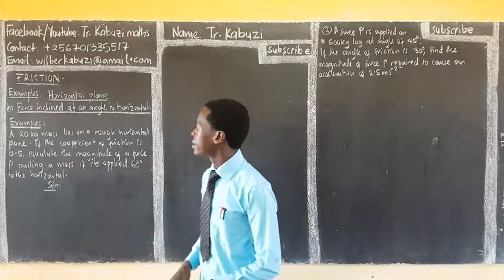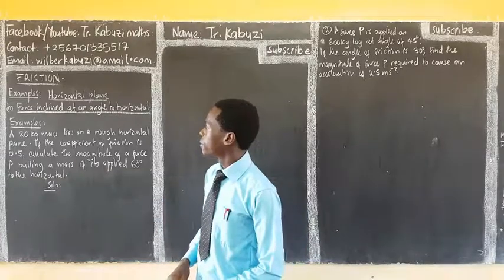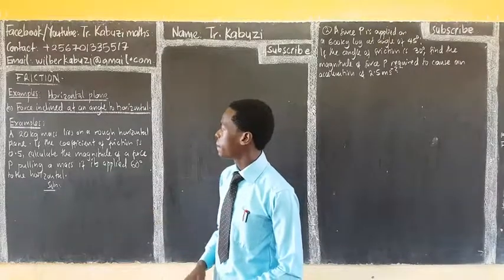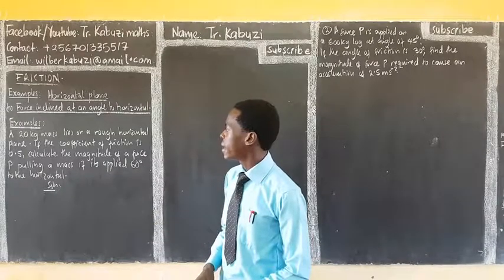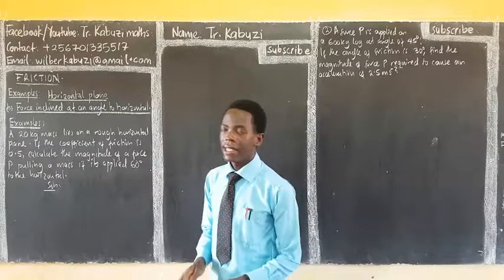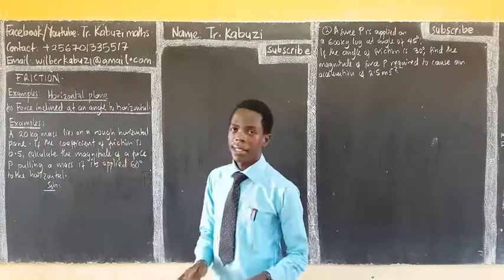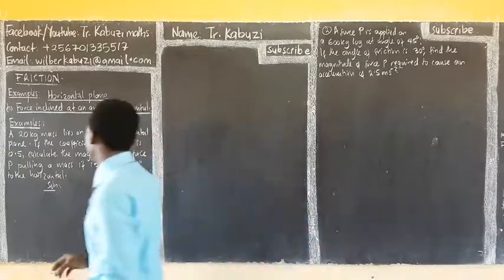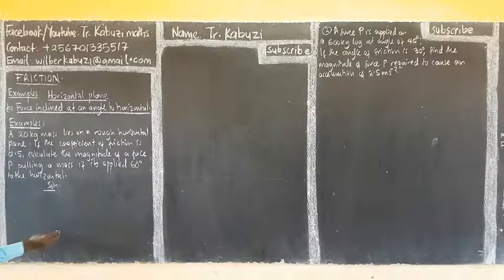A 20 kg mass lies on a rough horizontal plane. If the coefficient of friction is 0.5, find the magnitude of the force P pulling the mass, applied at 60 degrees to the horizontal. The mass is just lying on the ground, meaning it is not accelerating. Okay, so now we draw a simple sketch.